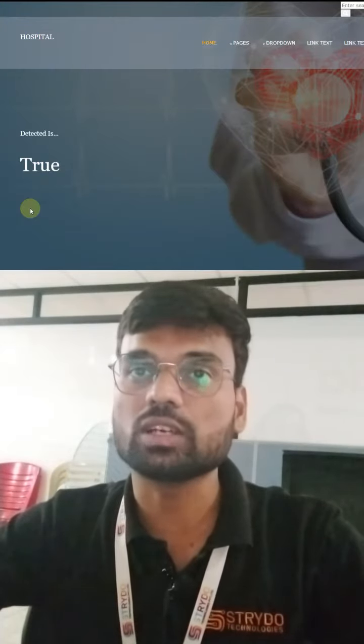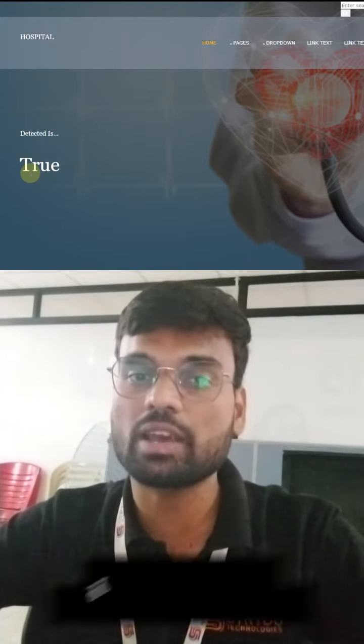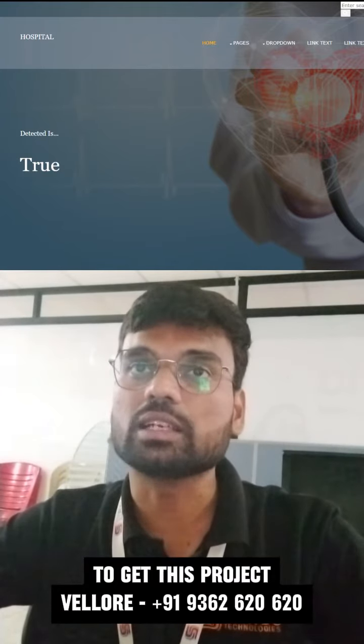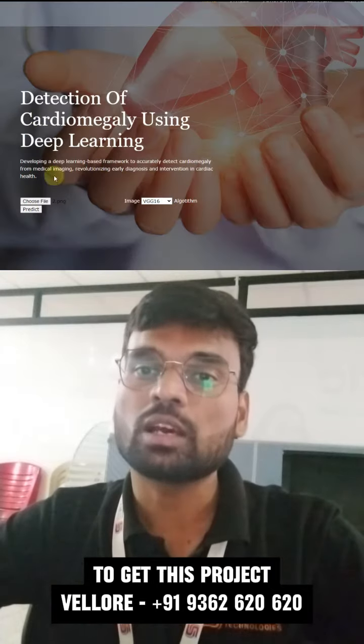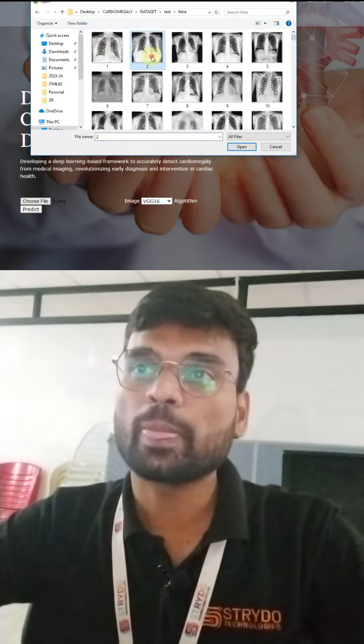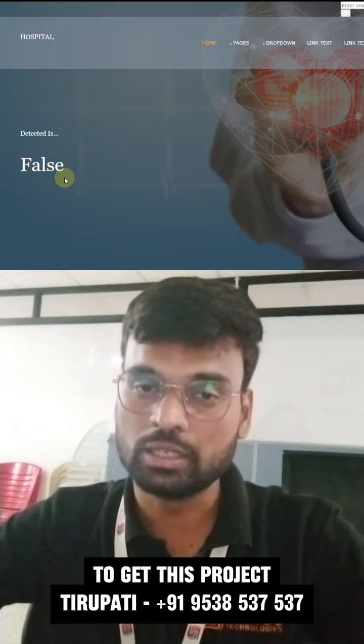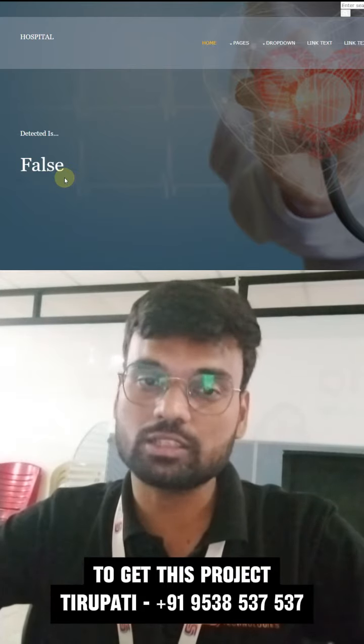After clicking this, it is saying true. That means cardiomegaly is there, that means the person has some cardiac issue. Suppose we upload another image and predict, it is predicting false. So if we give the image and predict, it tells whether it is true or false.